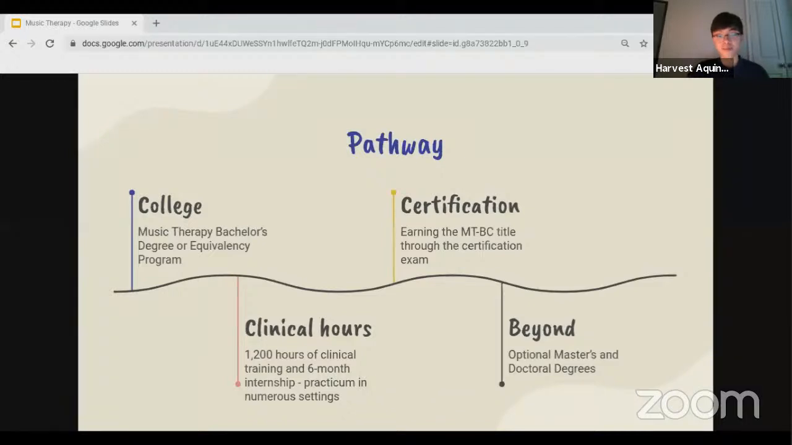After the initial 4-year collegiate education and clinical hours, the next step is taking the certification exam, which earns that MTBC title. After that, there are master's degrees which focus on advanced practice and research, as well as doctoral degrees which focus on even more advanced practice and research, as well as education as a professor. These are completely optional and not required to become a practicing music therapist. You only need that bachelor's degree in music therapy or equivalency program and the certification exam.